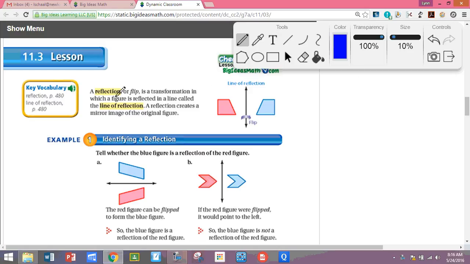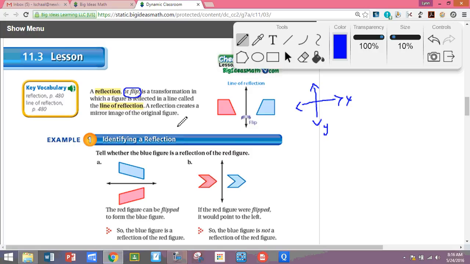When you're talking about a reflection, in sixth grade it was probably referred to as a flip. That is sixth grade terminology. In eighth grade terminology, that would now be considered a reflection. Essentially, a reflection is a transformation in which the figure is reflected along a specific line of reflection. In most cases, we're going to be using the coordinate plane, and you will usually reflect along either the x-axis or the y-axis.